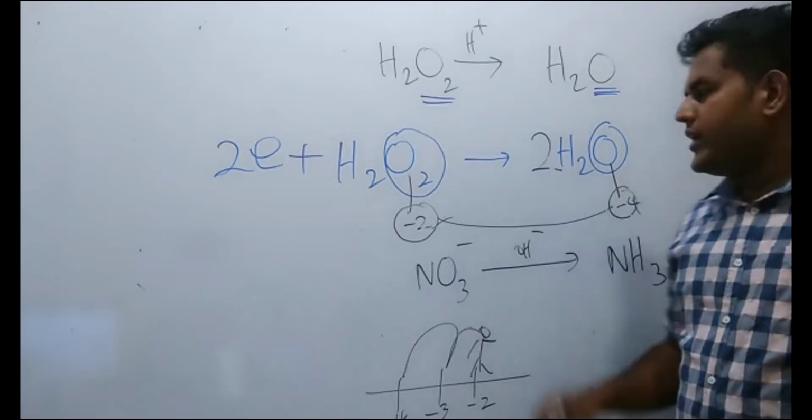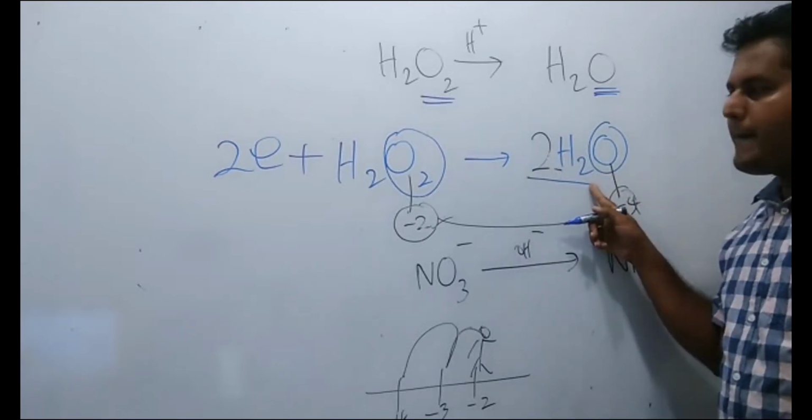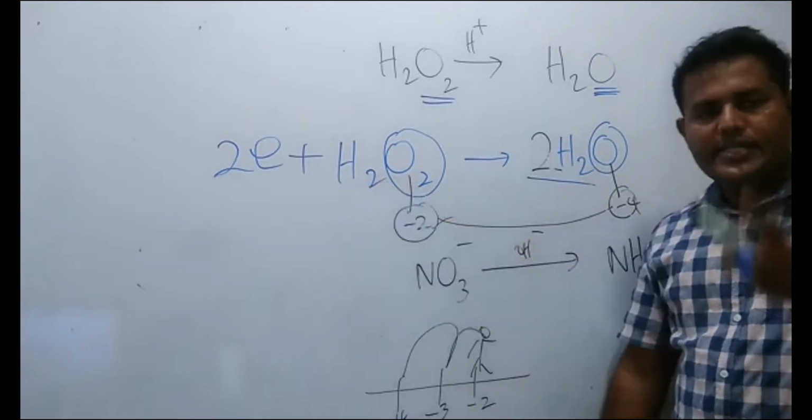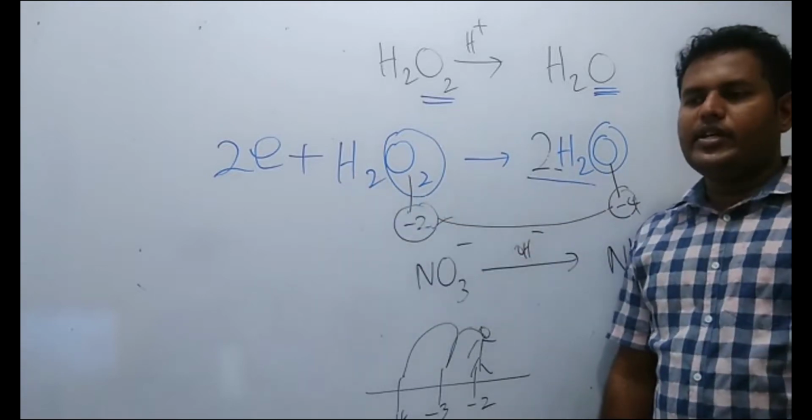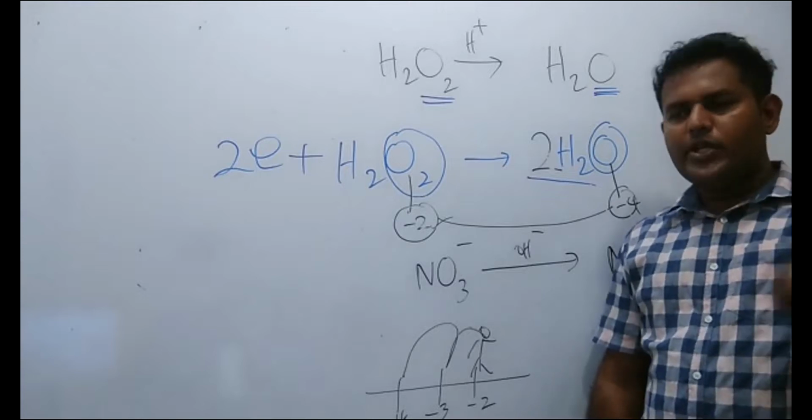So how many hydrogens here? 2 times 2, 4. How many hydrogens here? 2. So that's the hydrogen difference. In order to balance the hydrogen difference, put H plus.